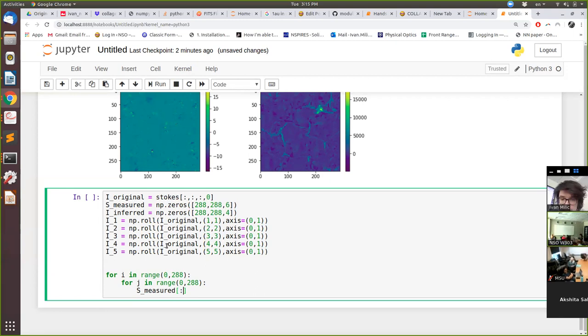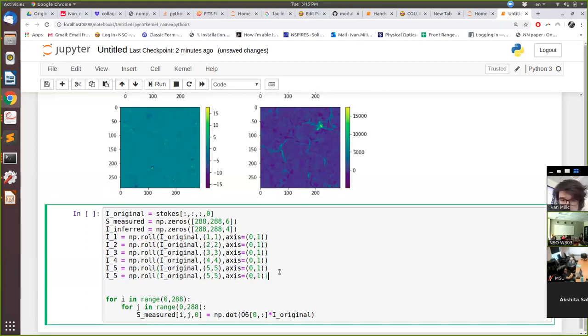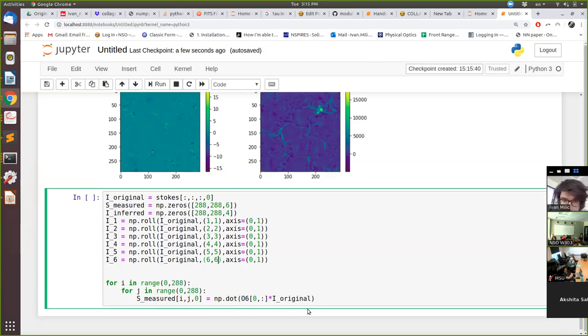What I'm measuring is, so IJ0 is going to be the dot product between my modulation matrix at zero times my intensity. Okay, so let's be completely consistent and have one more, which is shifted by six, so I can just do this. IJ, okay. I also need the modulation thing, it should be something like this.